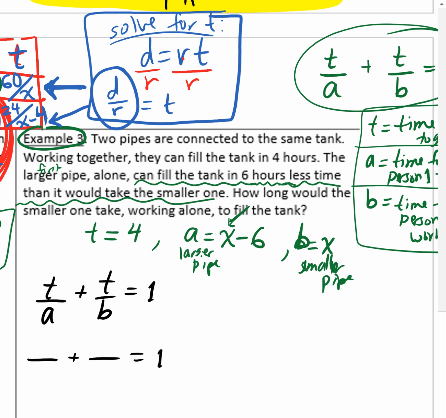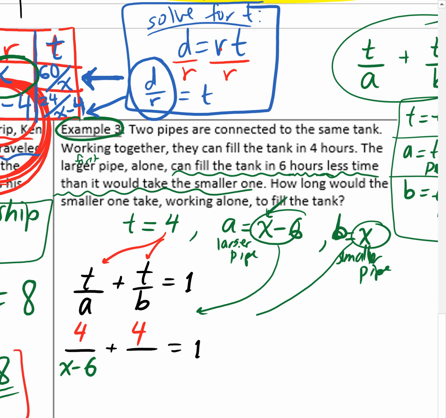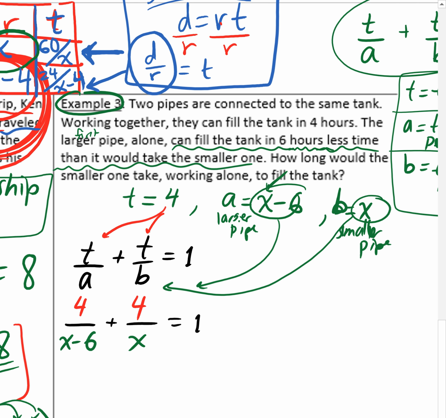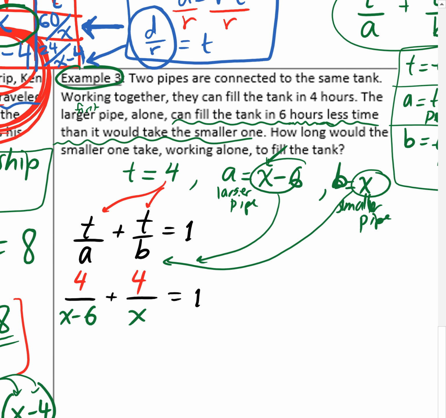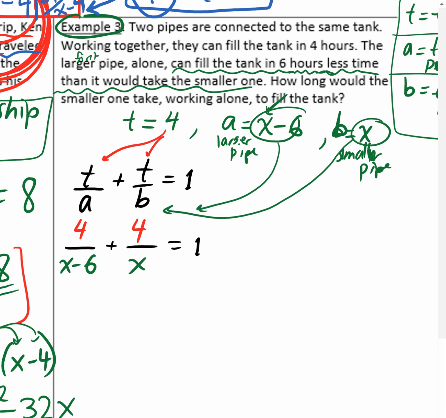I can go ahead and replace those. That's going here and here since there are two t's. But then the value of a here was x minus 6, so that'll go in the denominator of the first fraction. And the value of b was just regular x. That'll go in the denominator of the second fraction. Alright, that's not too bad of an equation to solve, I don't think. I think we've seen worse in this class.